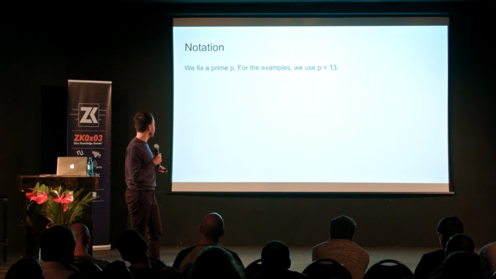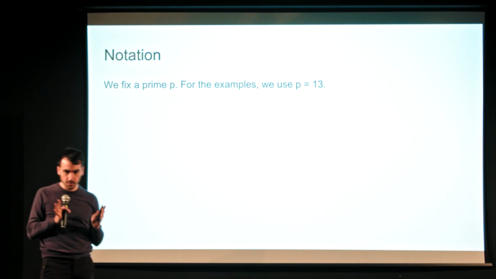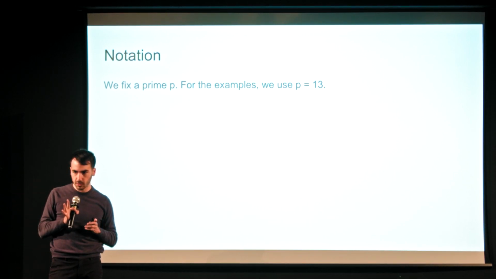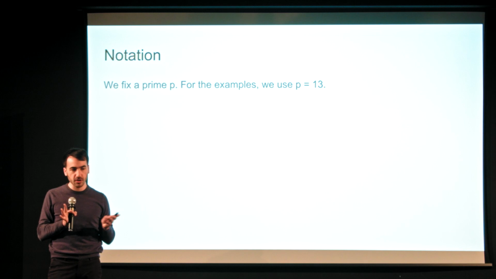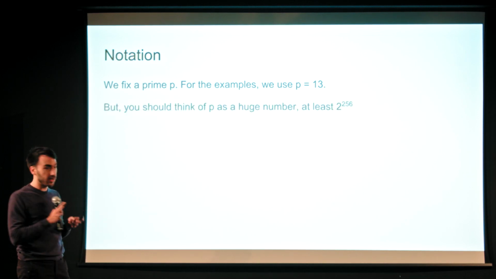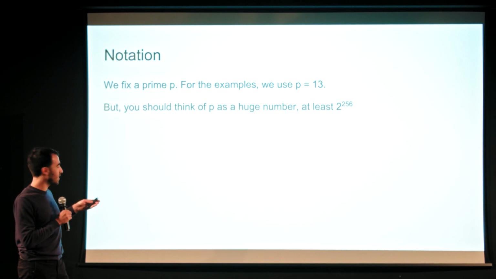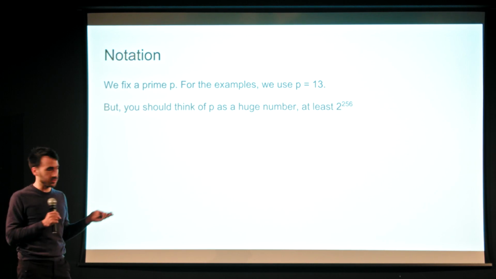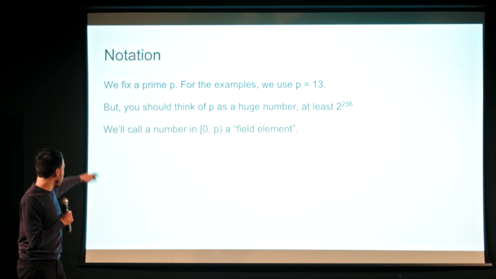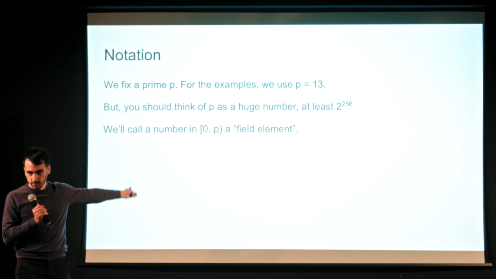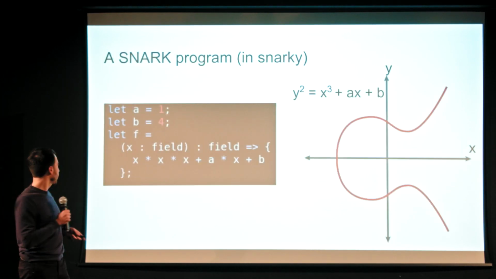Just a word about notation. We'll fix this large prime p that you have addition and multiplication for. You should think of it as large, but in the talk I'll use 13 in examples, which for a human is large. But you should think of it as like 2 to the 256, realistically speaking. And a number in 0 to p, you call that a field element. Okay, people know this? Okay.